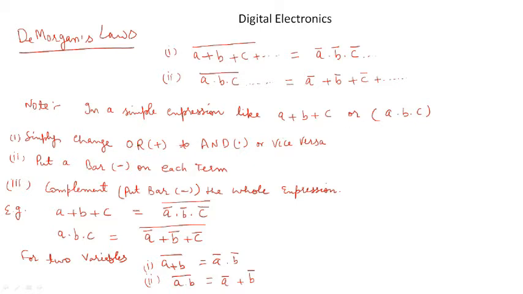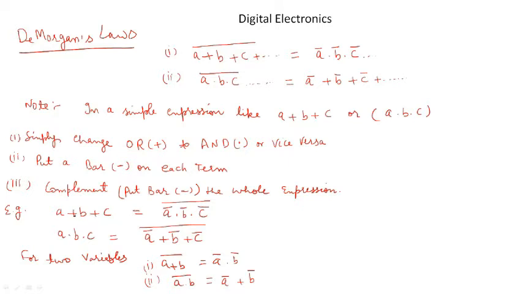In a simple expression like A plus B plus C or A dot B dot C, we can find De Morgan's law in 3 steps. In the first step, the plus will be changed to dot, or you can say that OR will be replaced by AND, or vice versa. In the second step, we will put a bar on each term. In the third step, complement the whole expression.